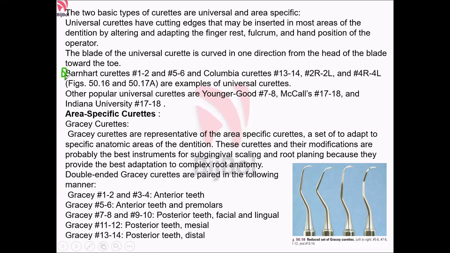You have Barnhart curettes, Columbia curettes, Younger Good curettes, Meckel's, just know the names. These are all universal curettes. Then we have area specific. Under area specific, Gracie curettes.